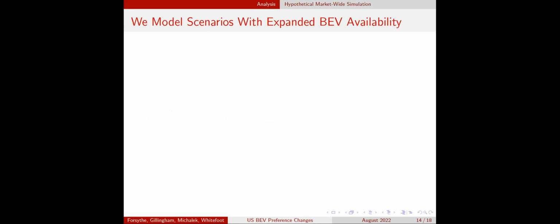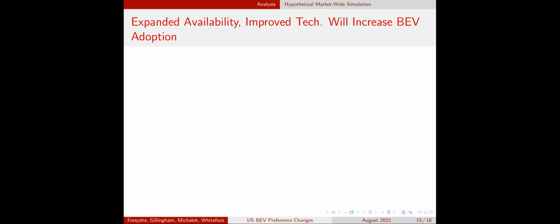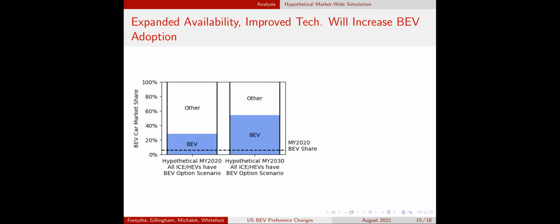We also performed an exercise where we considered a future scenario where there are just more BEVs on the market, and so there's more availability. We take model year 2020 data from the most recent CAFE analysis, and then we estimate the share of BEVs available on a market-wide basis when every gas-powered vehicle has a hypothetical BEV option associated with it, just to get an idea of what a future scenario could look like. And with expanded availability and tech increases over time, we'll see more BEV adoption.